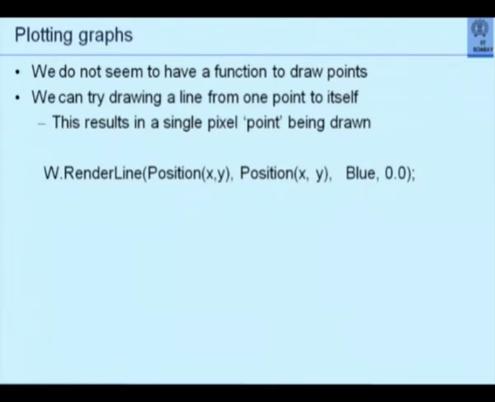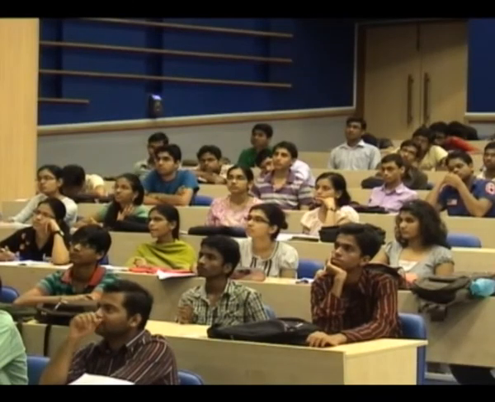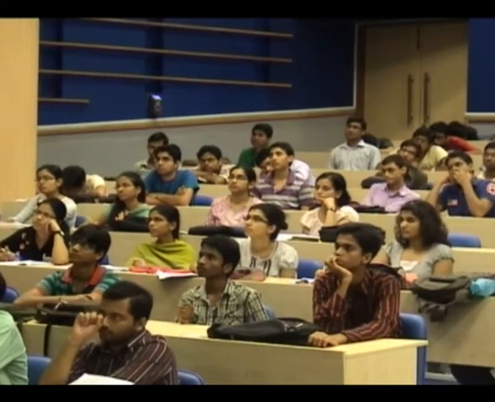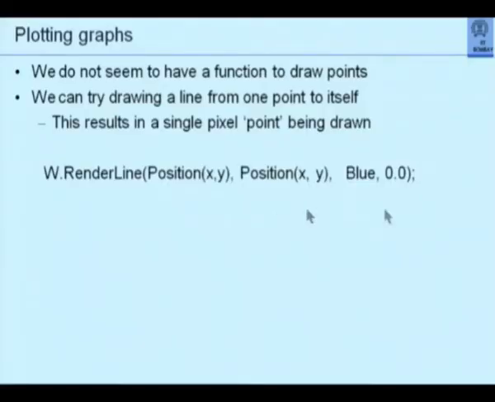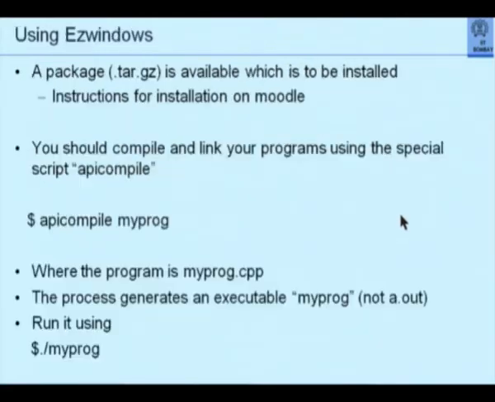Sorry? This is being defined as absolute x and y. Okay, I will leave it to wonder. You just look at the documentation for render line, see what those parameters are, you will find out. It is trivial.